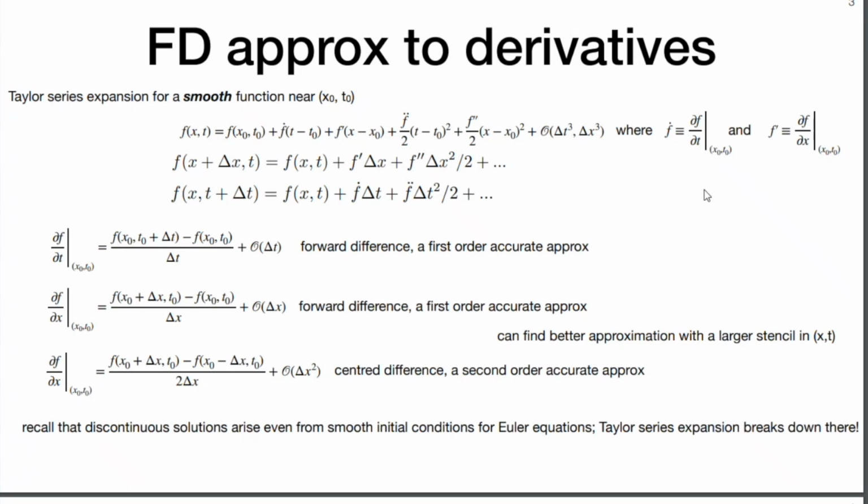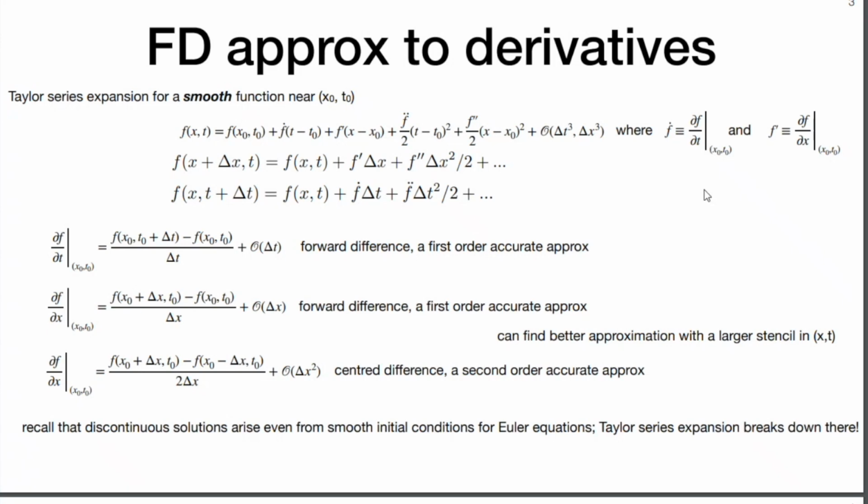Similarly, dow f dow x you can write in this form, and using this Taylor series expansion, you know that the error here is order delta x. So this is a forward difference, right? You're taking t naught plus delta t and subtracting t naught. So it's forward in time. This is forward in space.